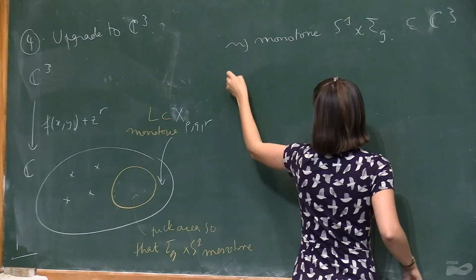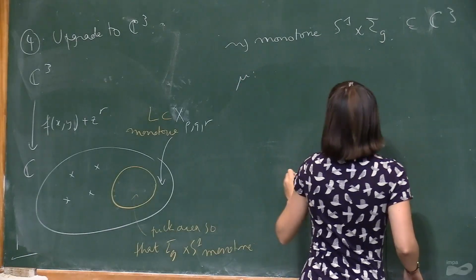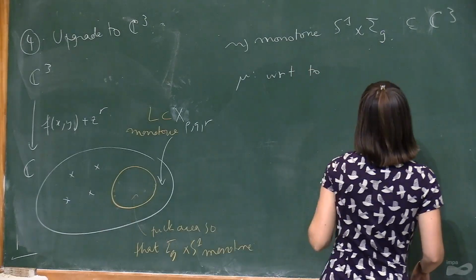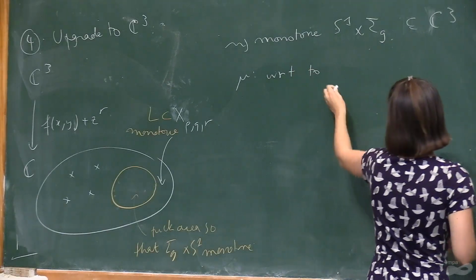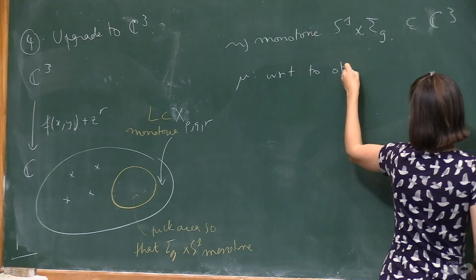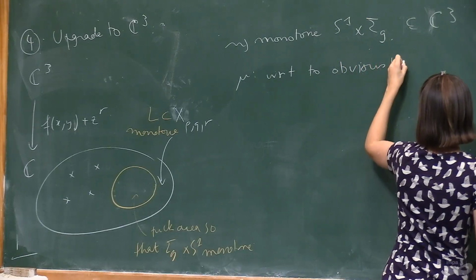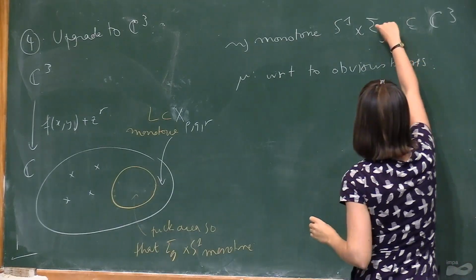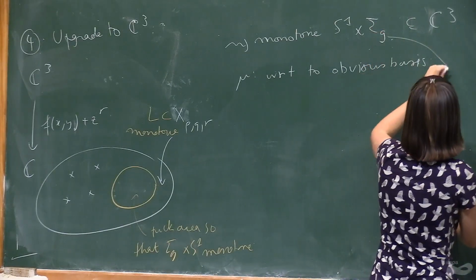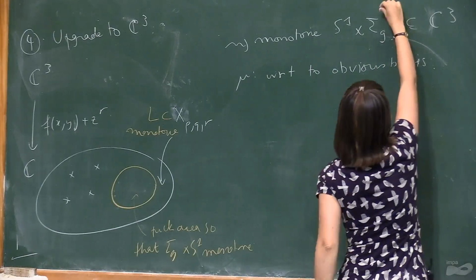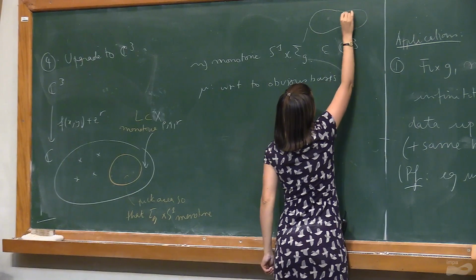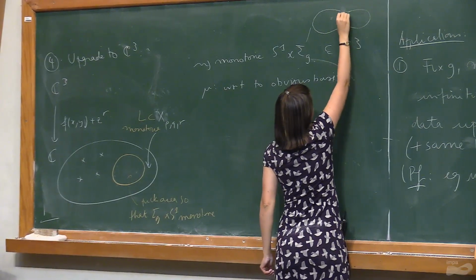The Maslov index with respect to the obvious basis, where for sigma g, I'm going to try the other hand. So remember my guys were made by connecting things together.